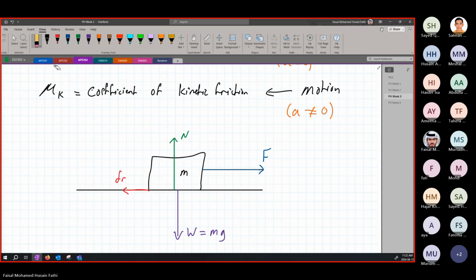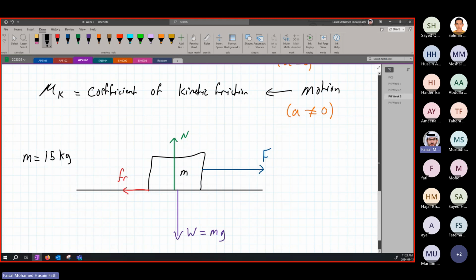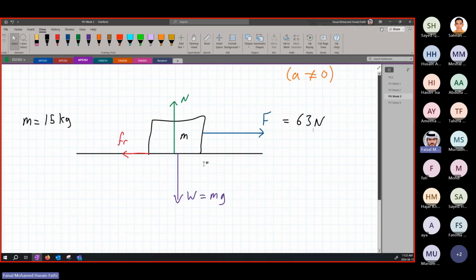So my question to you would be, let's give numbers. Let's say the mass of this is 15 kgs, so m is equal to 15 kgs, and the force is 63 newtons. Using this, we can already start determining everything.